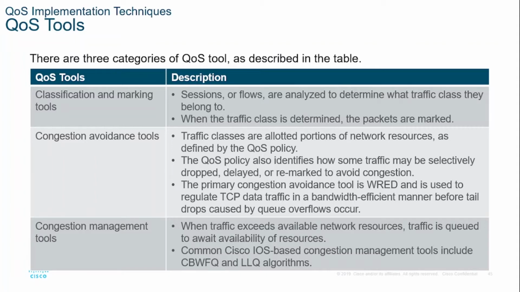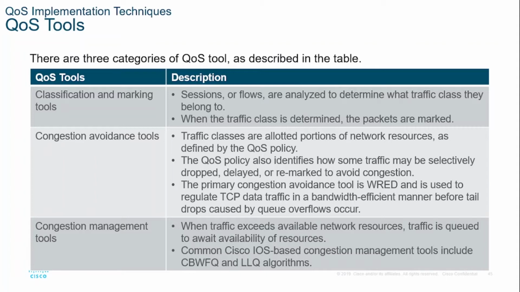The second one is the congestion avoidance tools. In these tools, traffic classes are allotted portions of network resources as defined by QoS policy. And the QoS policy also identifies how some traffic may be selectively dropped, delayed, or remarked to avoid congestion. The primary congestion avoidance tool is WRED, and it is used to regulate TCP data traffic in a bandwidth efficient manner before tail drop caused by queue overflows occurs.